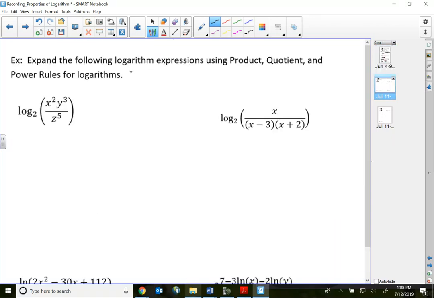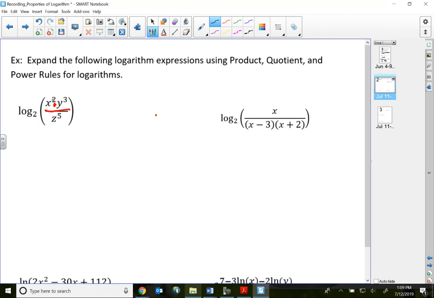Expand the following logarithm expression using the product, quotient, and the power rule for exponents. So make sure we see everything is one term inside the logarithm. So x squared times y to the third, right? So this x and y is on the top. So between them is multiplication. So that will become an addition. Then divided by z to the fifth. So that will be subtraction here.